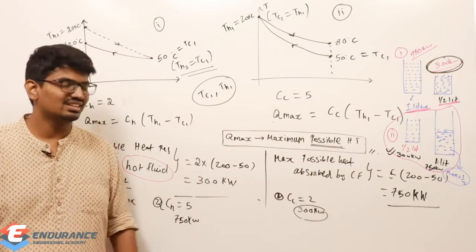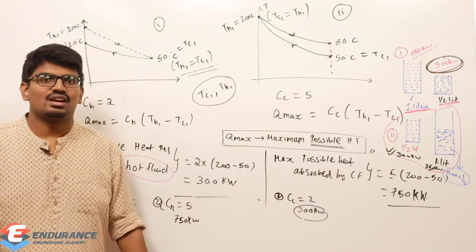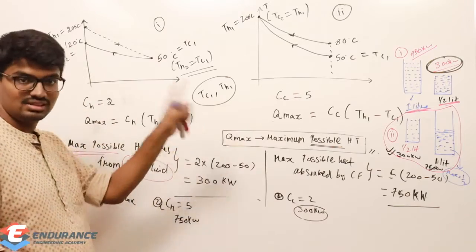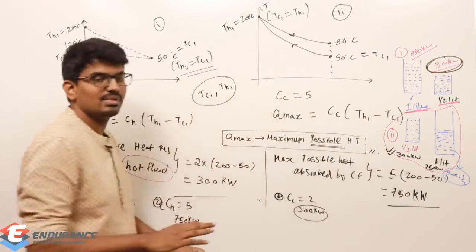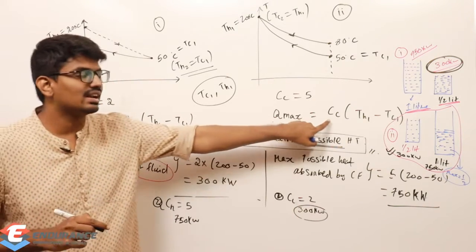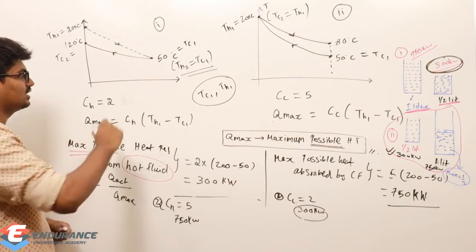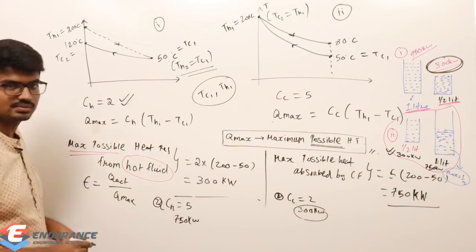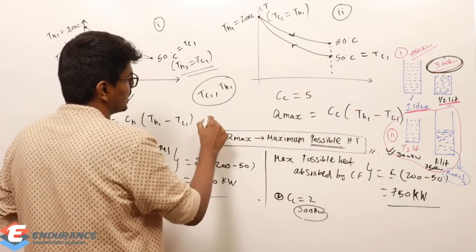So what is the conclusion? The conclusion is I need to take the minimum of these two, and in both cases, as we know, TH1 minus TC1 is constant, which means I need to look into the C value. Whichever C value is minimum, that is going to be my Qmax. So finally I can give this formula like this, in general.